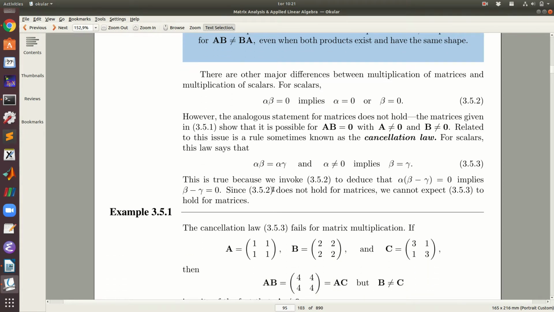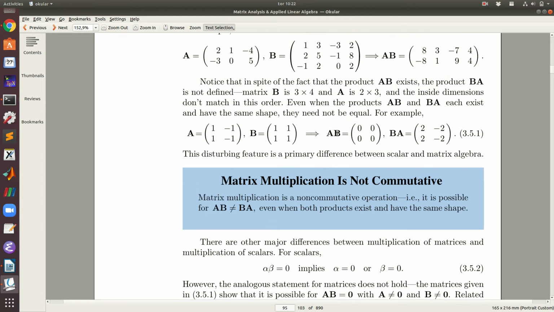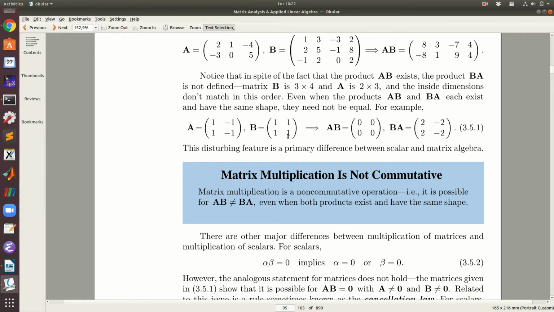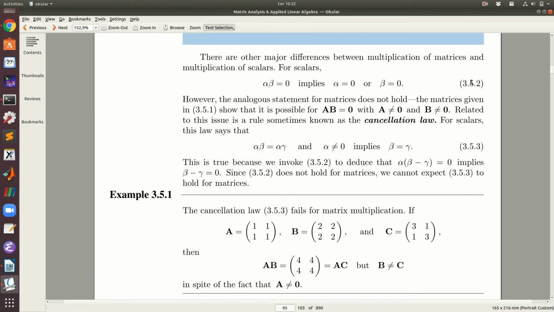And then something else to note for matrix multiplication is that for scalars, we know that if the product of two scalars is 0, that implies that either one of them is 0, i.e. either alpha is 0 or beta is 0. However, for matrices, this does not hold. It is possible for the product of two matrices AB to be 0 with A not 0 and B not 0. We have already seen here AB is the 0 matrix, yet A is not the 0 matrix, and neither is B the 0 matrix, from this example 3.51. So those are quite some interesting things.